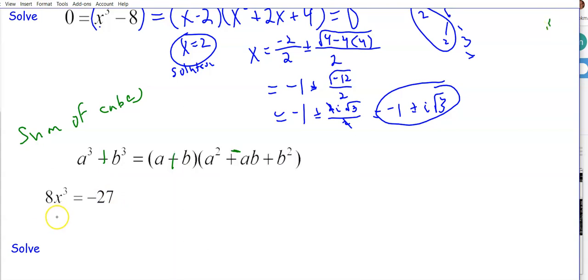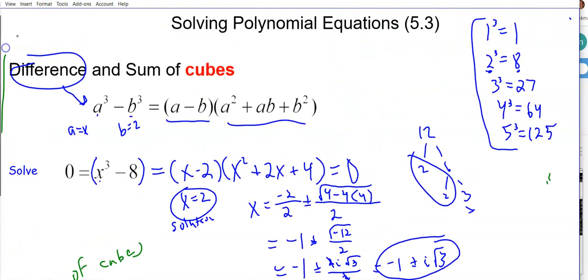So if you add 27, you get 8x cubed plus 27. If I add 27 to both sides, I get that on the other side. So we move that over. And that does look like a sum of cubes. I like 8. 8 is a perfect cube, and the base is 2 there.